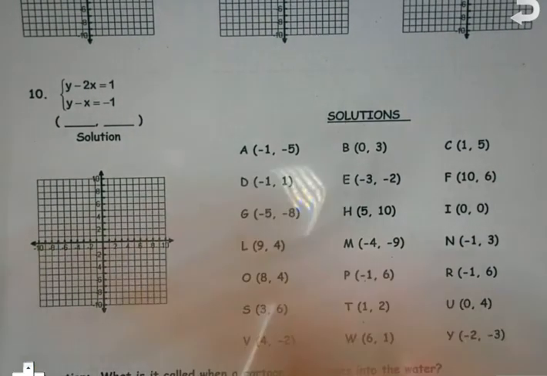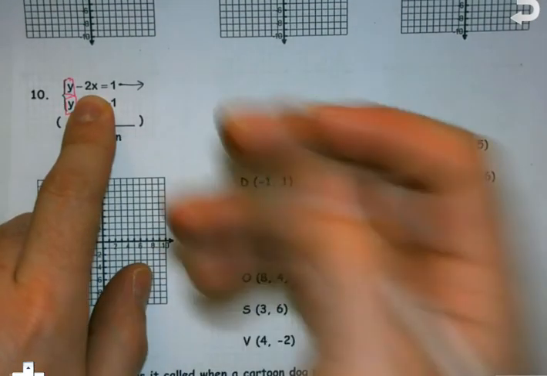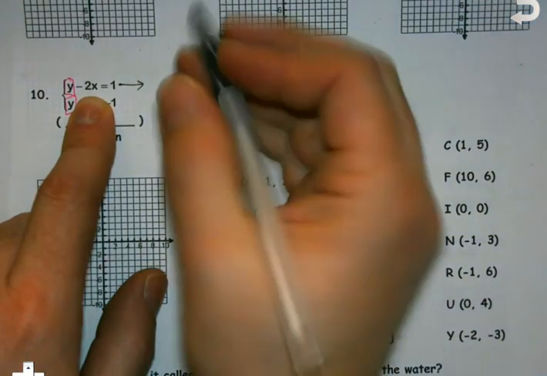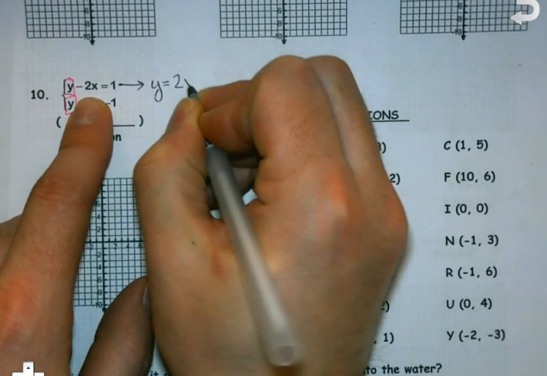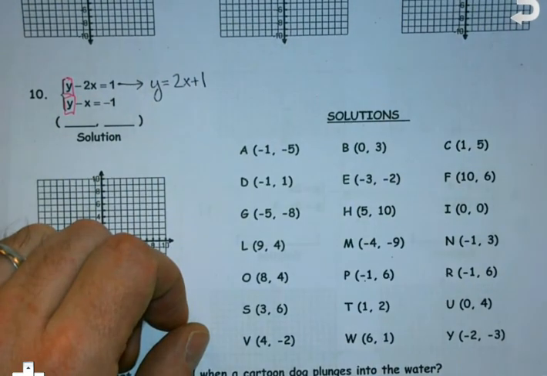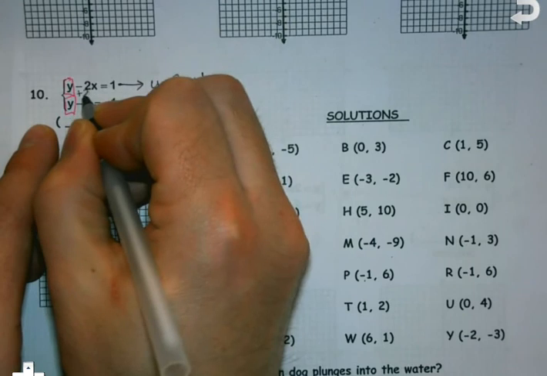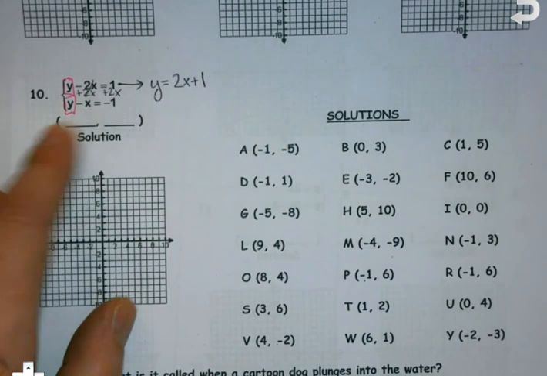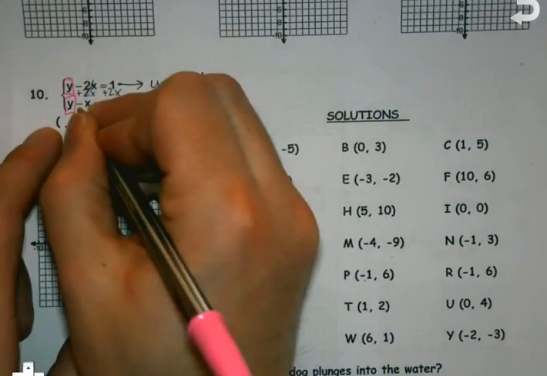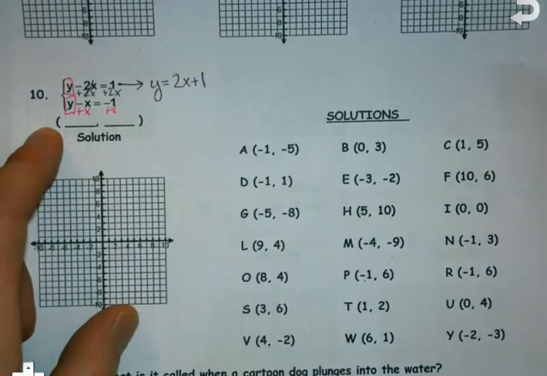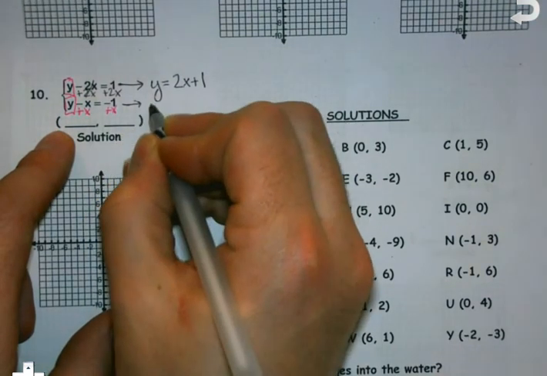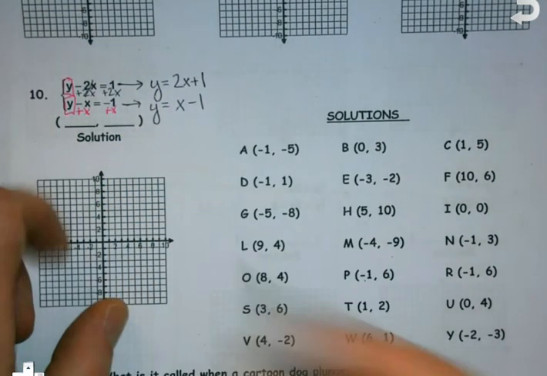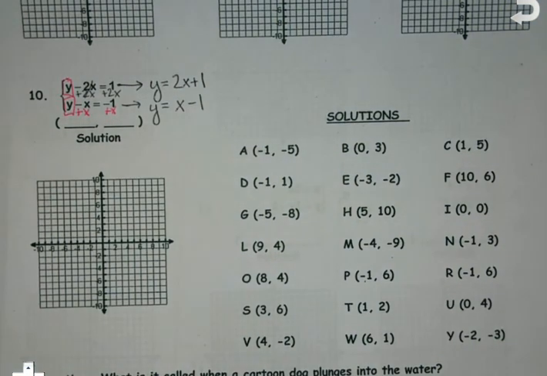On number 10, again, goal is to get Y on a side by itself. Since it's Y minus 2x, I have to do the opposite. I have to plus it. So it'll end up looking like Y equals positive 2x plus 1. Because I plus 2x. Here I was minusing the x. So I'm going to plus x. Again, y equals positive x minus 1. And then I can graph those two lines, but I always have to have them in y equals. So if you do get that occasional question where there's a y that's not by itself, I have to take that one step to get there.